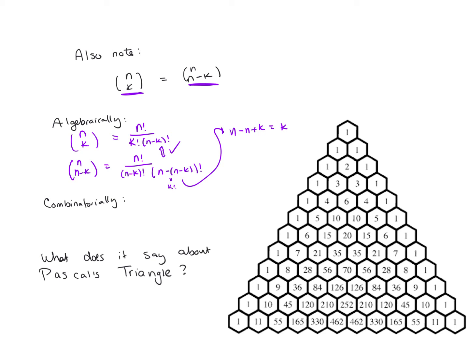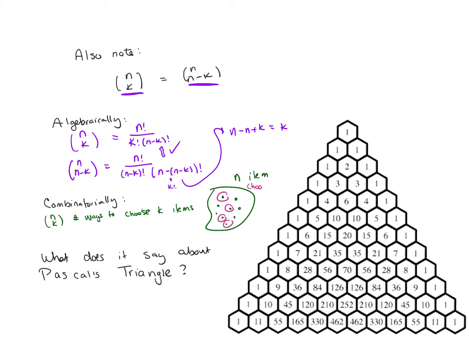Now, how do we show it combinatorially? That's when we do that counting argument. So n choose k is the number of ways to choose k items from a set of n. So I've got this set. It has n items. And I'm choosing k of them.